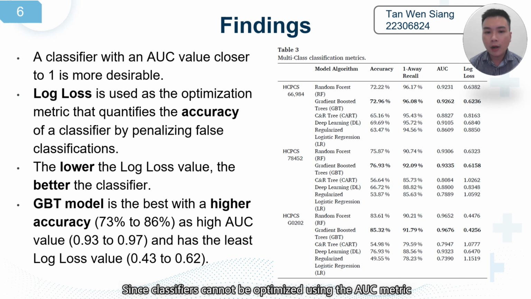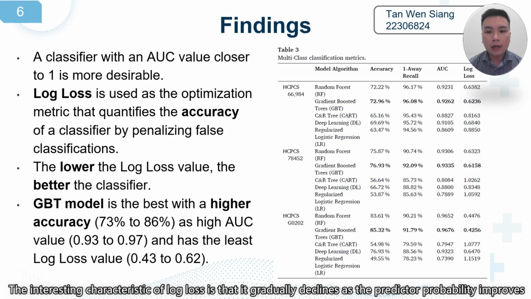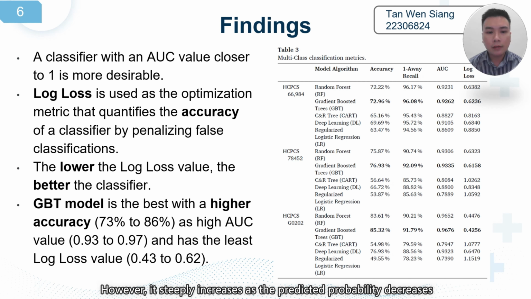Since a classifier cannot be optimized using the AUC metric, a classification loss function such as logarithmic loss, or simply log loss, is used as the optimization metric that quantifies the accuracy of a classifier by penalizing false classifications. The interesting characteristic of log loss is that it gradually declines as the predicted probability improves. However, it steeply increases as the predicted probability decreases.